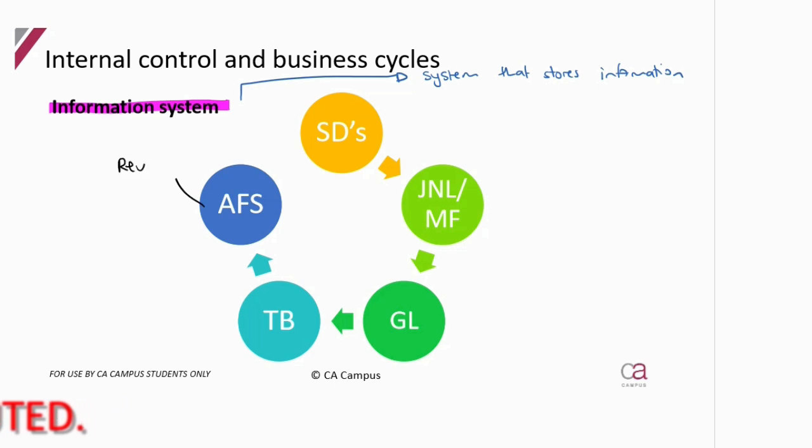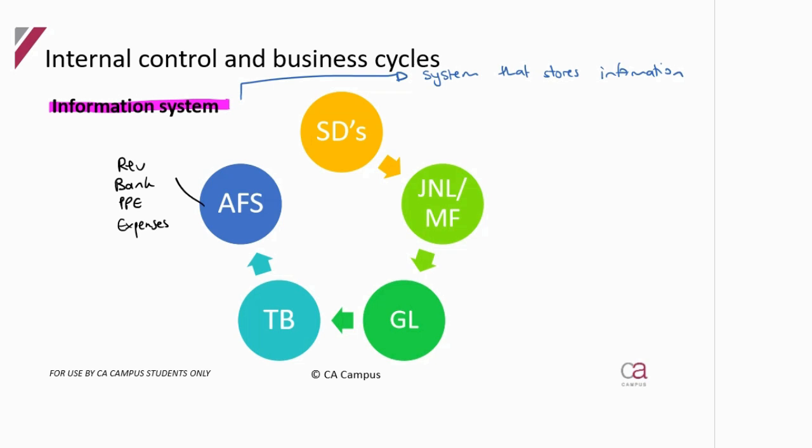Revenue, bank, PPE, expenses. These are examples of the type of information that sits in the financials. So they have to have a system that gets that information into the financials. Because you can't just make a number for revenue, although some companies do. You shouldn't. There has to be support for why that revenue amount is what it is, and that bank amount and that PPE amount. So all this is saying is, how do they support what's sitting in the financials?